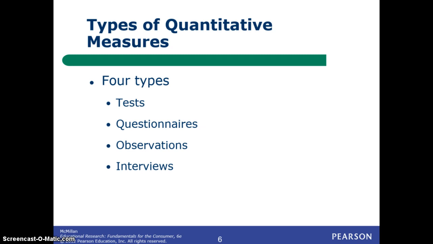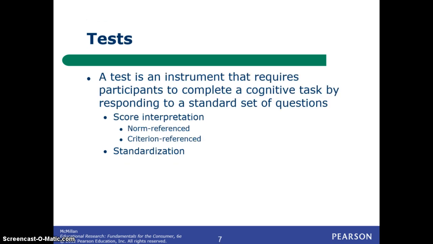In terms of types of quantitative measures, Macmillan identifies four types: tests, questionnaires, observations, and interviews. We're going to talk briefly about each of these. As you saw from your readings, hopefully the presentation of tests was fairly straightforward. Tests are largely cognitive in their construction, or seek to measure students on cognitive scales.